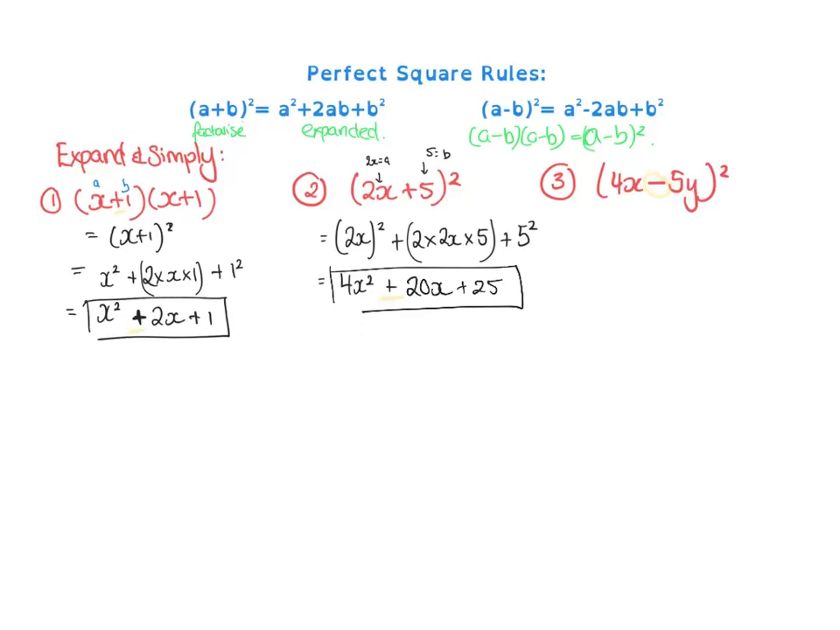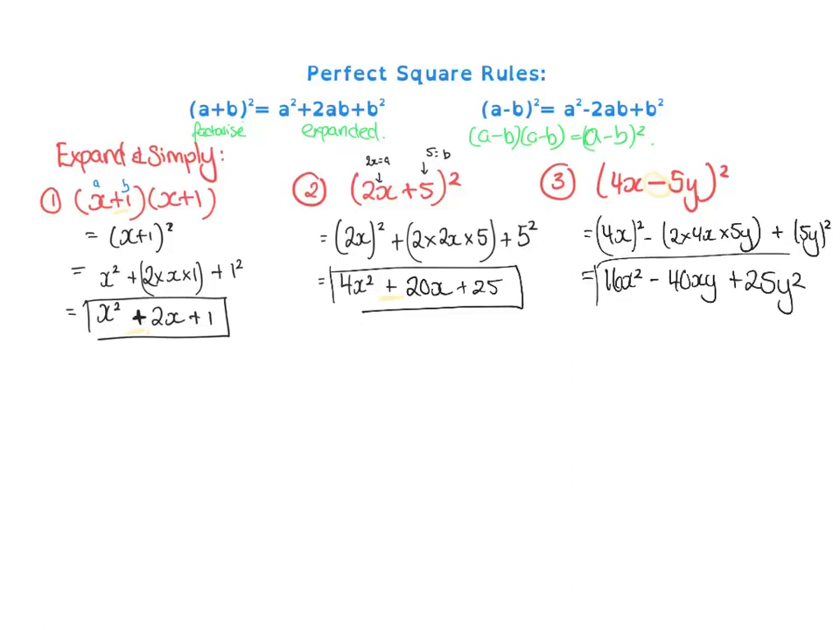Now, because this one is a minus, we'll see that second term being minus. So we're going to square the first term, and then it'll be minus 2 times the a times the b, and then we always plus the b squared. So remember, 4 squared is 16, so that becomes 16x squared. Then we're going to say minus. Now 2 times 4 is 8, times 5 is 40, so it'd be 40xy, and 5 squared is 25, so plus 25y squared, and there's your answer.